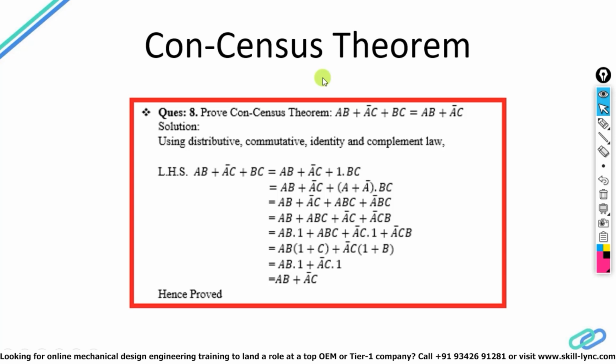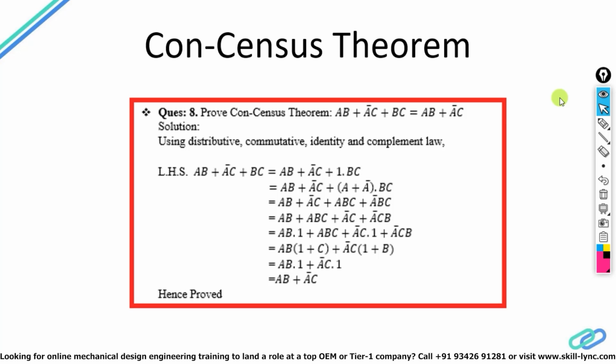The next is the Consensus Theorem. First of all, understand what the Consensus Theorem is. The Consensus Theorem is a theorem of Boolean algebra. What does it say? It says AB plus A bar C plus BC equal to AB plus A bar C. It is also known as the redundancy theorem. So it is AB plus A bar C plus BC equal to AB plus A bar C.